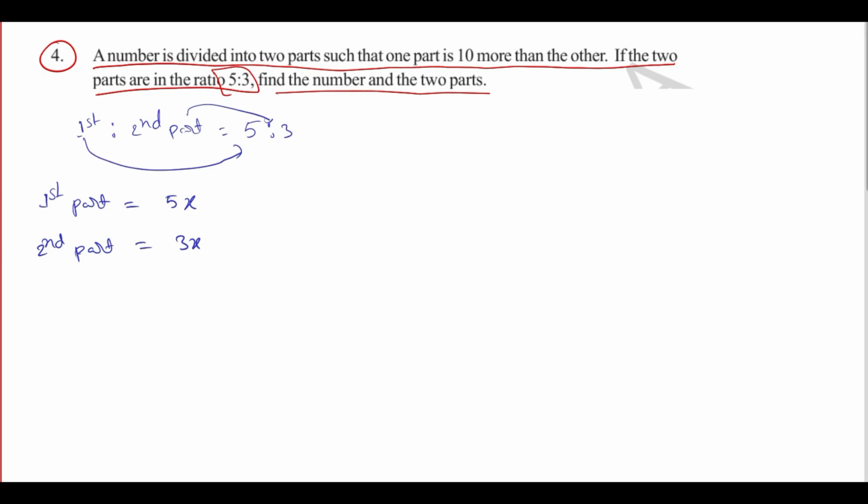Here it says that one part is 10 more than the other. The first part is 5x and the second part is 3x. As 5x is greater than 3x, we can take that the first part 5x is 10 more than 3x. So here we got a linear equation in one variable.